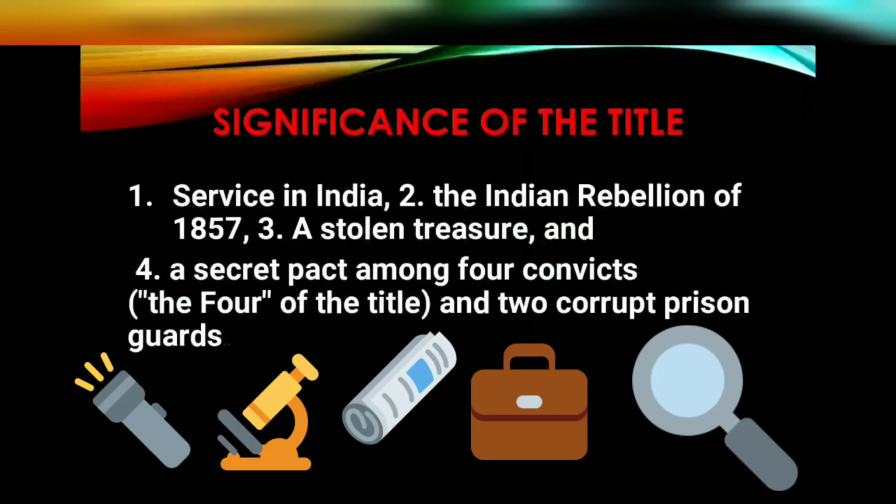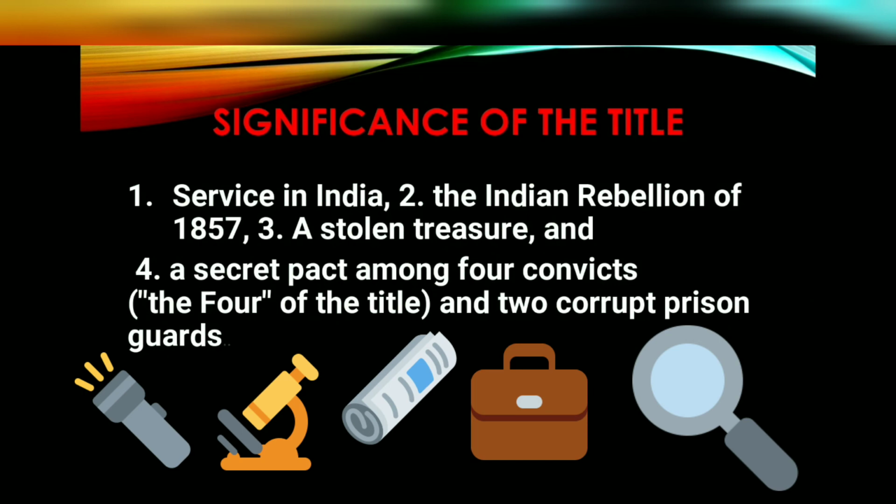Now moving on to the significance of the title, The Sign of the Four. Why is the title, The Sign of the Four, given to this novel? There are four things that happened. One is service in India, second is the Indian Rebellion of 1857, and third is a stolen treasure. We see the whole plot of the novel involving service in India, the Indian Rebellion of 1857, and a stolen Agra treasure.